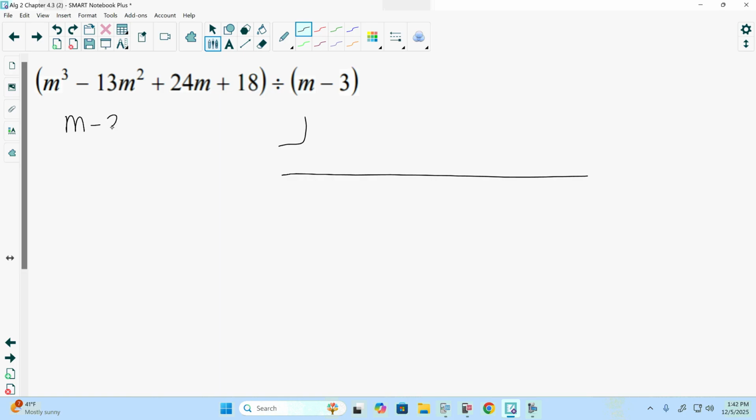Now to find the number that's going to go in that cubby, we take what we're dividing the polynomial by, in this case m minus 3. We set it equal to 0 and then get the variable with the biggest exponent by itself. In this case, that's just m. So we need to solve for m. To solve for m, we add 3 to both sides. Negative 3 plus 3 is 0, telling us m is 3. Questions on this so far?